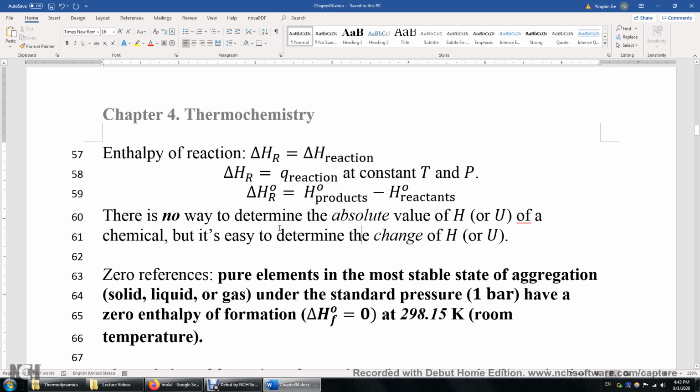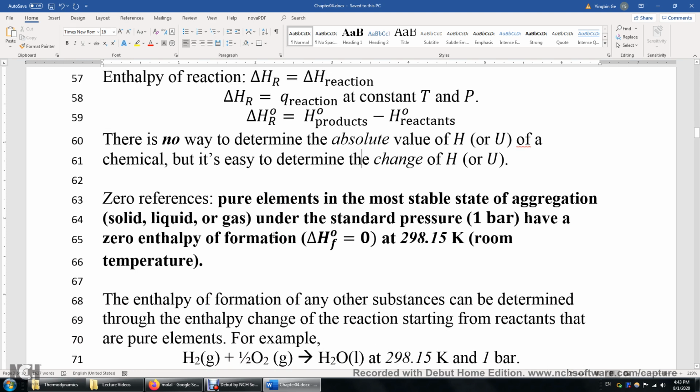However, it's possible to set a 0 reference, and then we can define the enthalpy and internal energy of a chemical relative to the 0 reference. So we have actually 118 zero references as of today. Why? There are 118 elements. So the 118 zero references are simply 118 pure elements in their most stable state of aggregation. Under the standard pressure, they have a zero enthalpy of formation at room temperature.